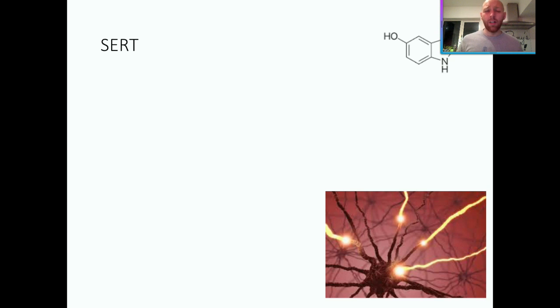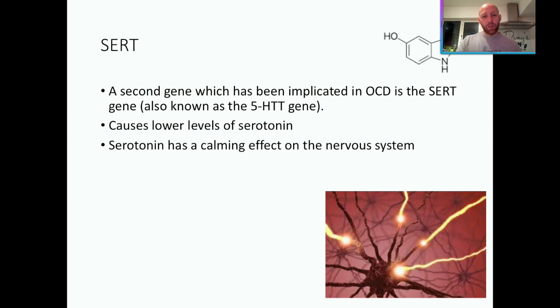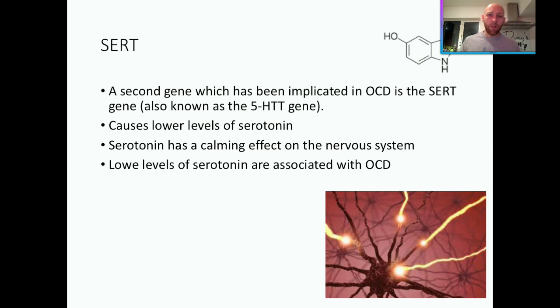Another contender for explanation is the SERT gene. So this is also known as the 5-HTT gene. It causes lower levels of serotonin. We know that serotonin overall has a rather calming effect on the nervous system and on synaptic transmission generally. However, lower levels of serotonin mean that someone's base neural activity will likely be higher. You're lacking some of that calming, inhibiting effect that having normal levels of serotonin would produce.